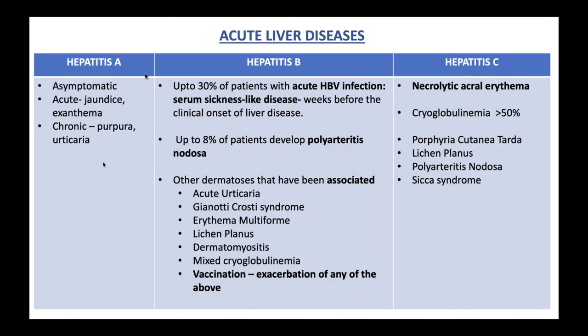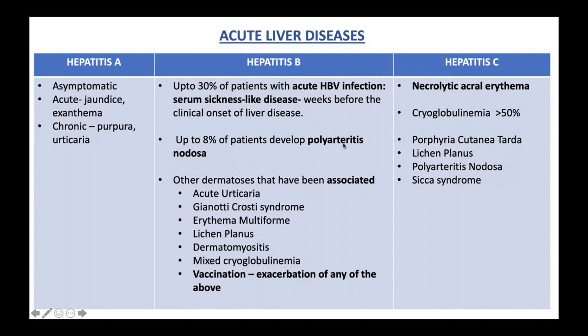Next, we come to disorders of the hepatobiliary system. So we can have manifestations both as part of acute liver diseases and also chronic liver diseases. In case of acute liver diseases, hepatitis A, the cutaneous manifestations in the acute stages can include jaundice and development of exanthematous eruptions. And when chronic, they can be associated with purpura or urticaria. In case of hepatitis B, up to 30% of patients present with a serum sickness-like disease.